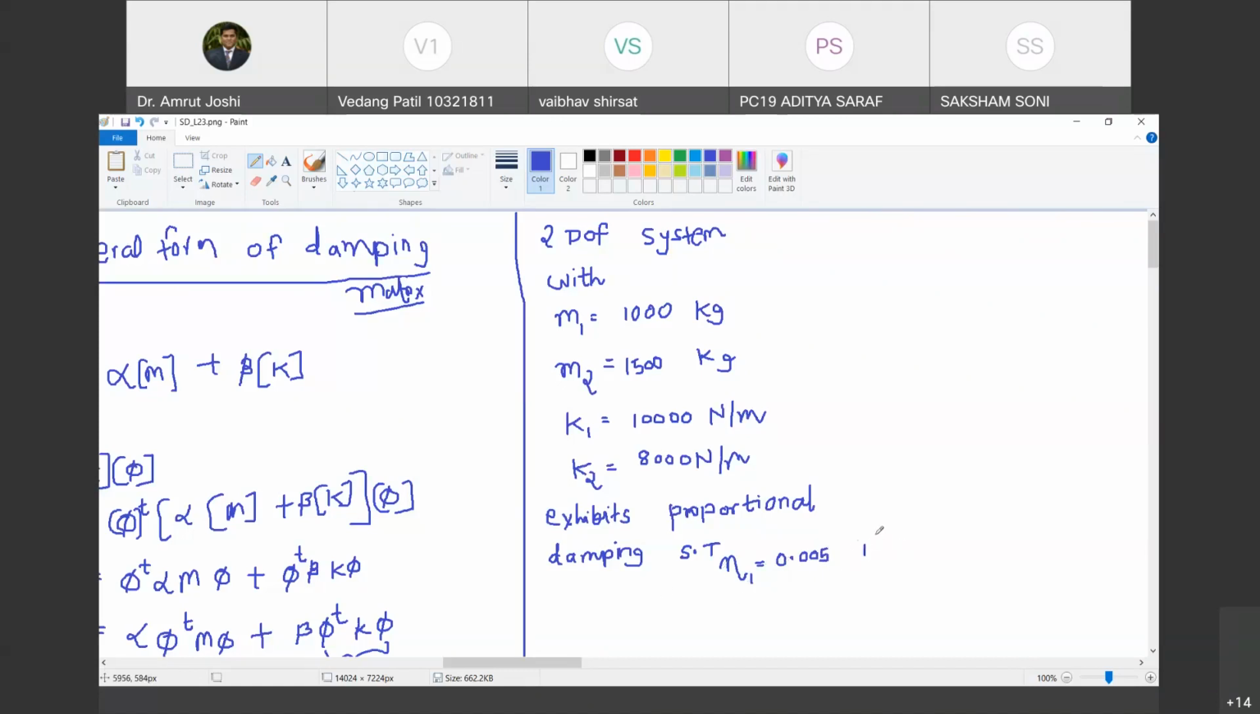I have told you the mode shapes, right? So this is the damping corresponding to the first mode. I am going to call it eta 1 equal to 0.005 and eta 2 is equal to 0.0035. Are you with me? Yes, sir. So this is second mode damping. It exhibits proportional damping such that eta 1 is equal to 0.005 and eta 2 is equal to 0.0035. Happy? Sir, a small doubt.